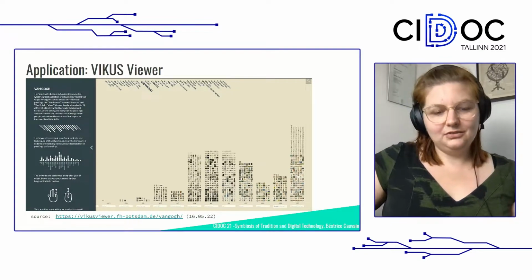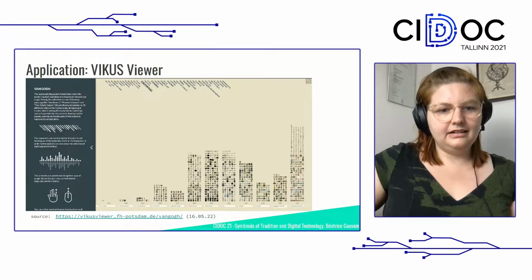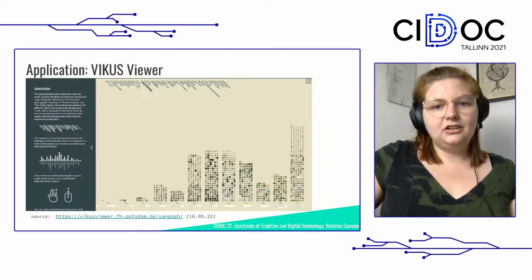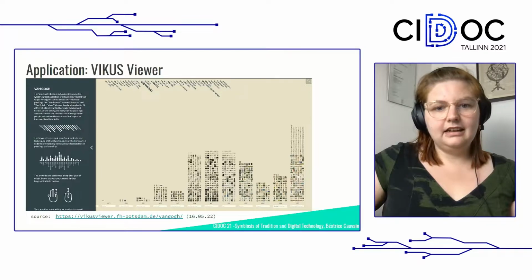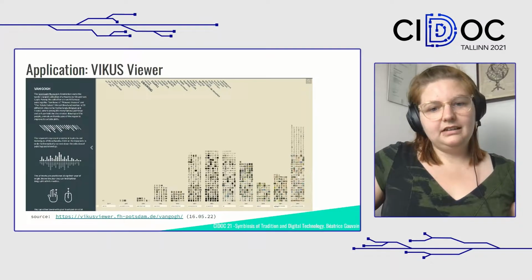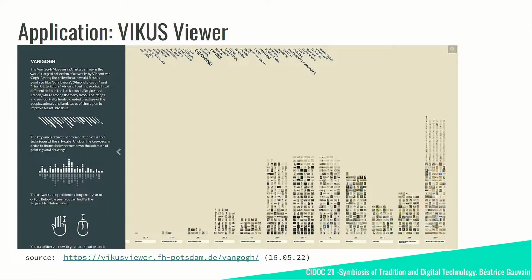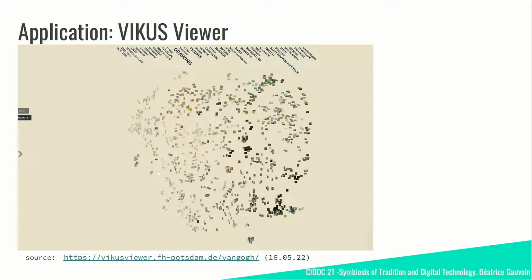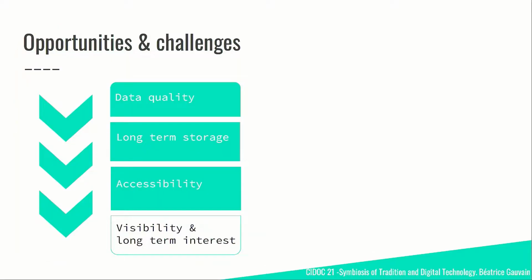For example, the VIKUS viewer is an open source project by the FH Potsdam, where you can import your data set, and they use the metadata to sort it by the years, for example. They also use the metadata to create those word clouds up there, and there's also a possibility to search by similarity in the images, so they rearrange them. And those are just some of the computational methods that could be applied when we have clean data.